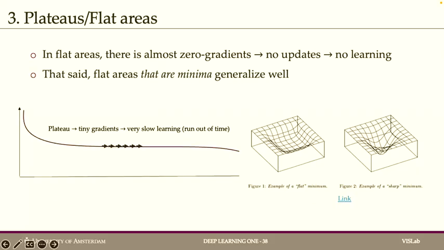The third difficulty is plateaus and flat areas. Flat areas are tricky because flat areas means you have almost no gradients. No gradients means no updates, means no learning. So your neural network will get stuck at the current set of values. That being said, flat minima, so if your network already has a low loss and it is in a place where the loss function doesn't change anymore and that place is flat, that is the place where it generalizes quite well to unseen data, actually.